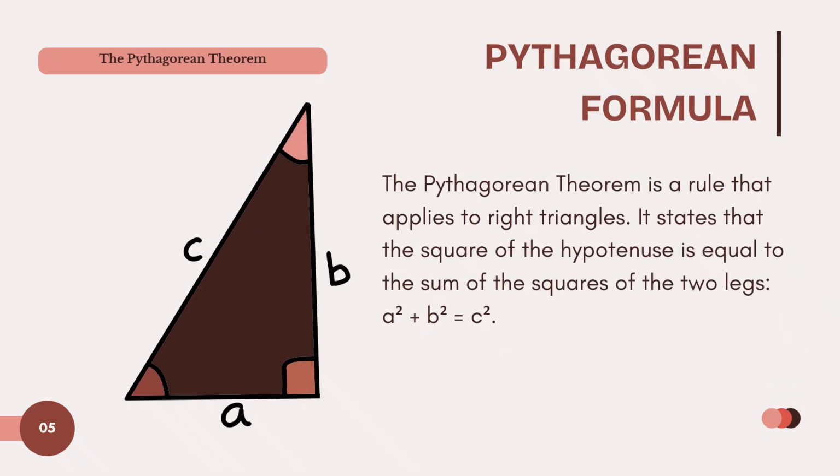Now that we understand right triangles, let's look at the Pythagorean formula. The Pythagorean theorem is a rule that applies to right triangles. It states that the square of the hypotenuse is equal to the sum of the squares of the two legs, written as a squared plus b squared is equal to c squared, where a and b represent the legs of the right triangle and c represents the hypotenuse. The Pythagorean formula helps us find a missing side when we know the other two, making it a powerful and useful tool in geometry and real-life problem solving.